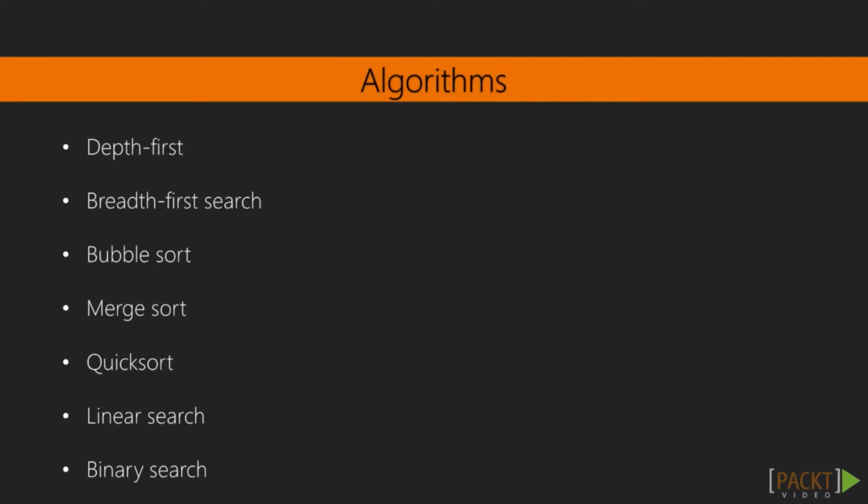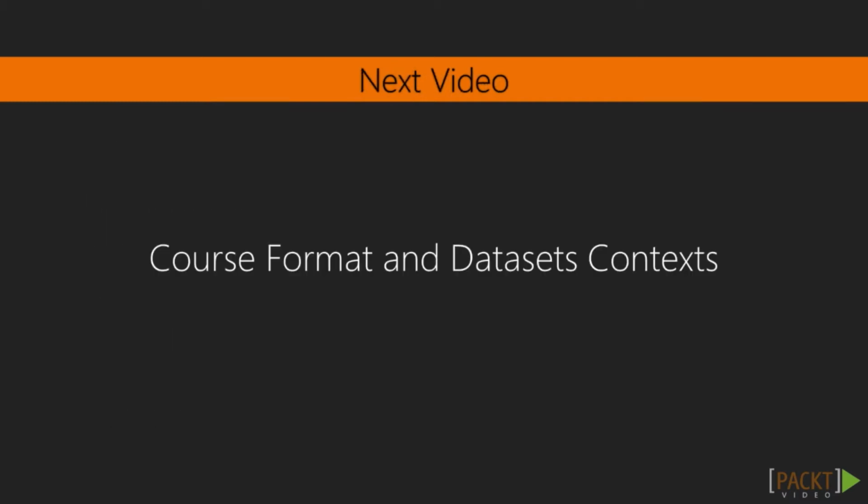After going over big O notation, we will look at various searching and sorting algorithms, namely depth first and breadth first search, bubble sort, merge sort, and quick sort, linear search, and finally binary search. In summary, modern JavaScript engines make complex applications possible. Using data structures is an important strategy to getting us there. In the next video, we'll explain how each video will be presented and how we'll exercise our newly gained knowledge with a hands-on real-world example.